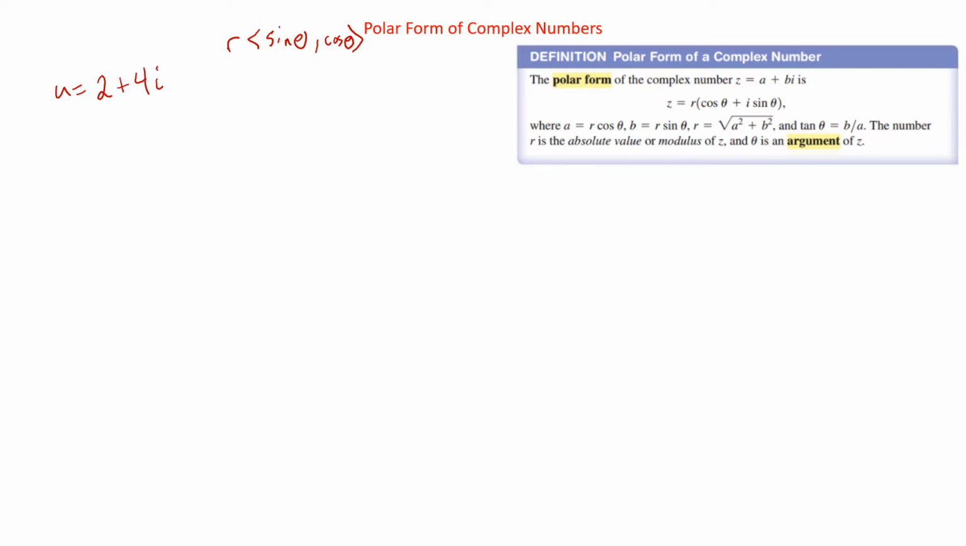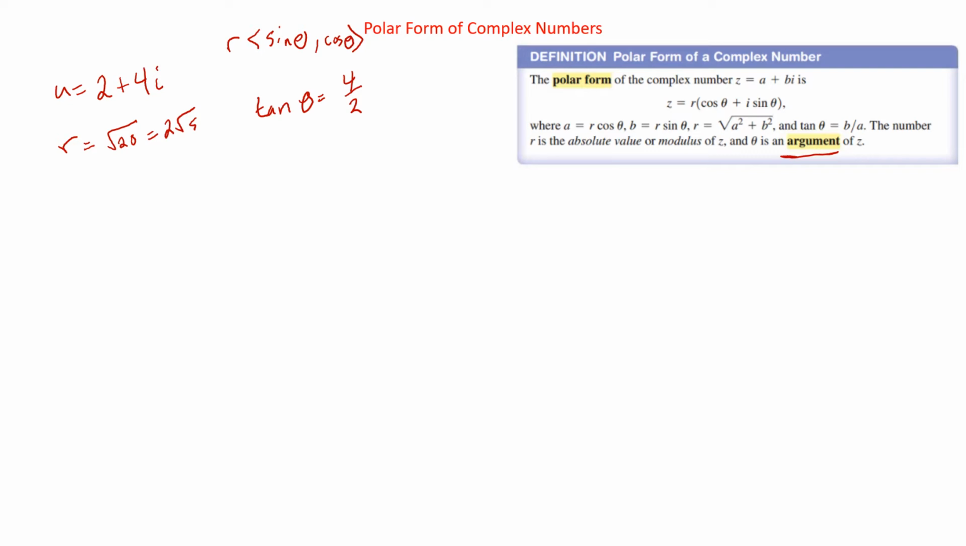We could write this in polar form. So r is the absolute value. We just found that. It's root 20, which was 2 root 5. It's the absolute value because the square root of a squared plus b squared is the absolute value. So r is the modulus, and then theta is called the argument. Tangent theta equals b over a. So tangent theta equals 4 over 2. So we would go to a calculator to figure out what is the inverse tangent.